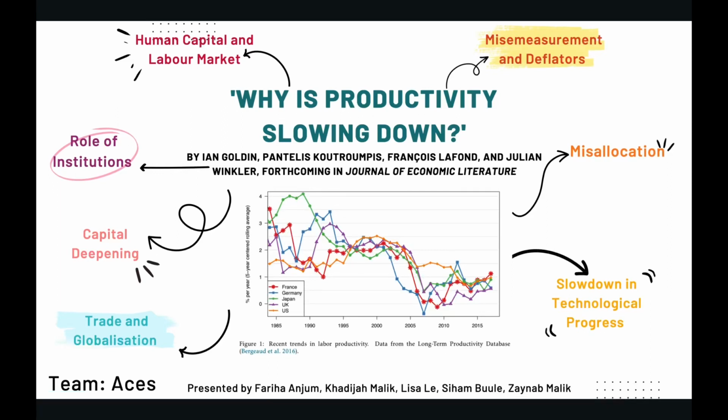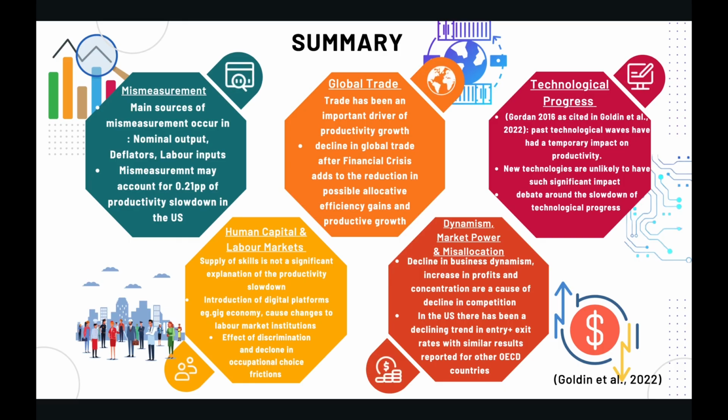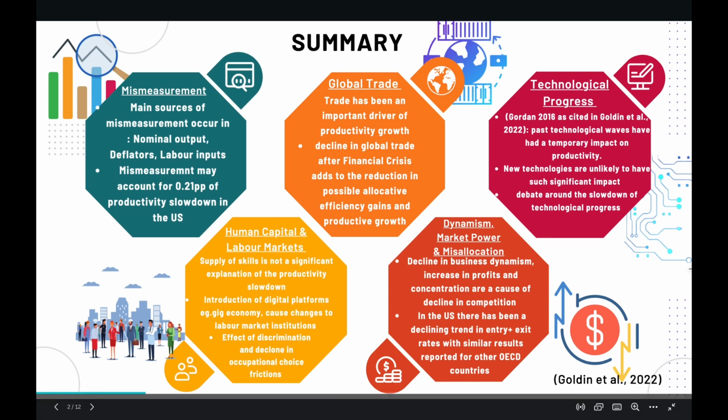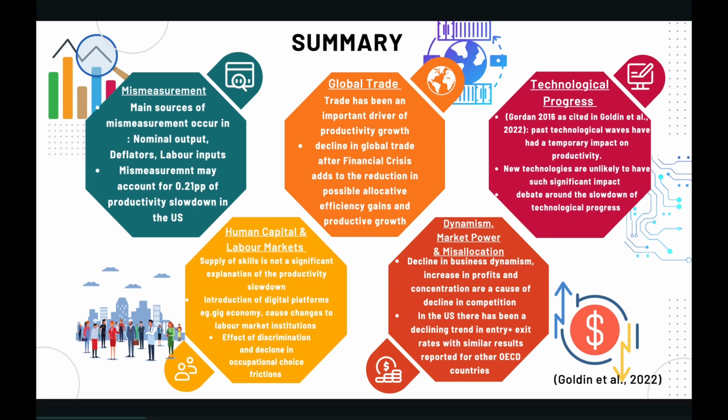Why is productivity slowing down? This paper investigates the causes of productivity slowdown by comparing data between 2006 and 2017 against 1996 and 2005 for 5 OECD countries. Most of the slowdown is due to TFP and capital deepening. One cause of the productivity slowdown is mismeasurement of nominal output, deflators, and labor inputs.